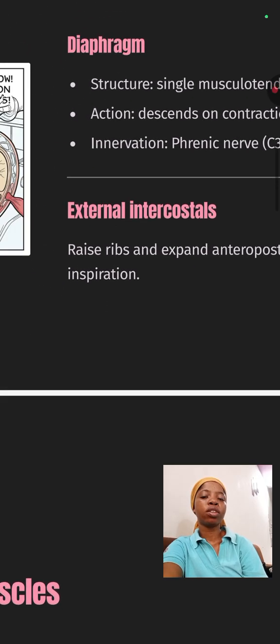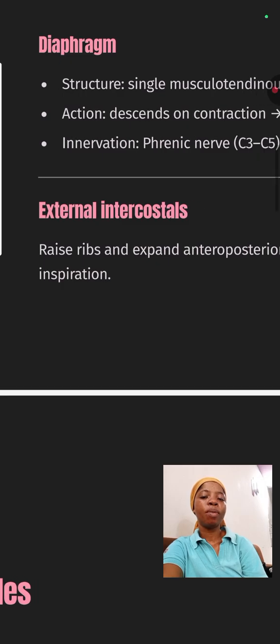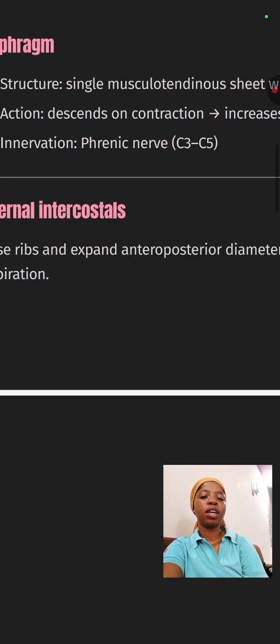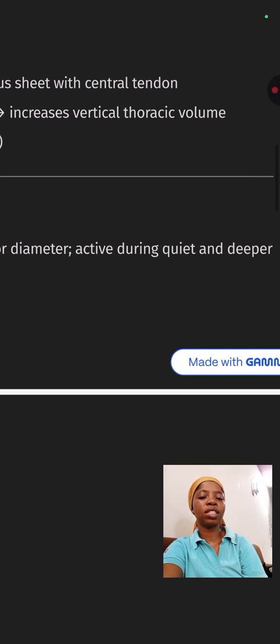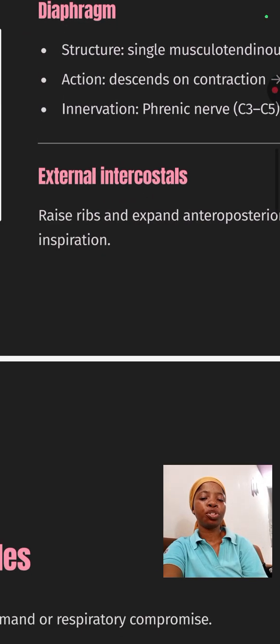External intercostals raise the ribs and expand the anterior-posterior diameter. Active during quiet and deeper inspiration.